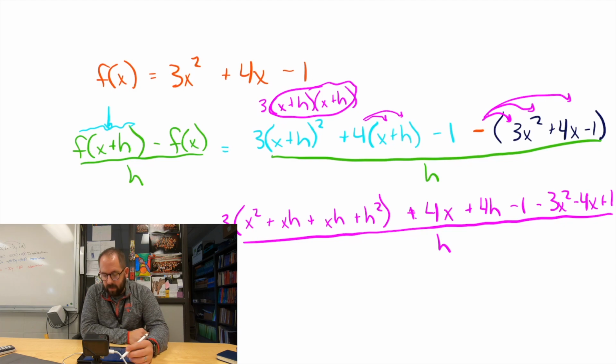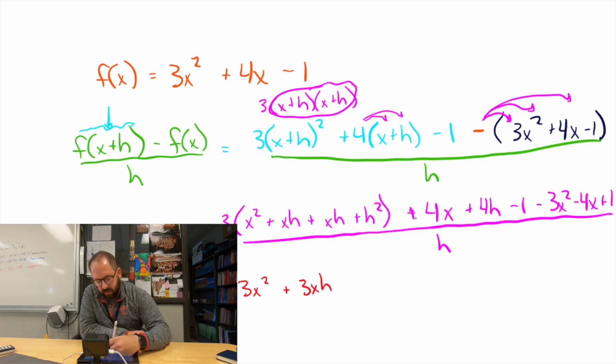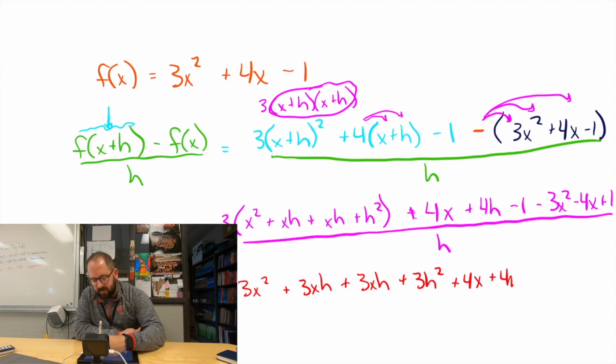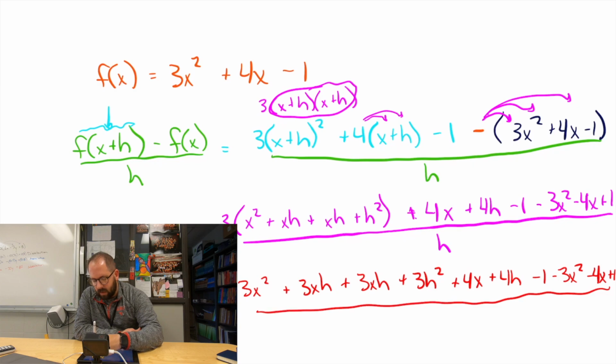Okay, so now we're going to distribute that 3 through, so we have 3x squared plus 3xh plus 3xh plus 3h squared plus 4x plus 4h minus 1 minus 3x squared minus 4x plus 1, all over h.